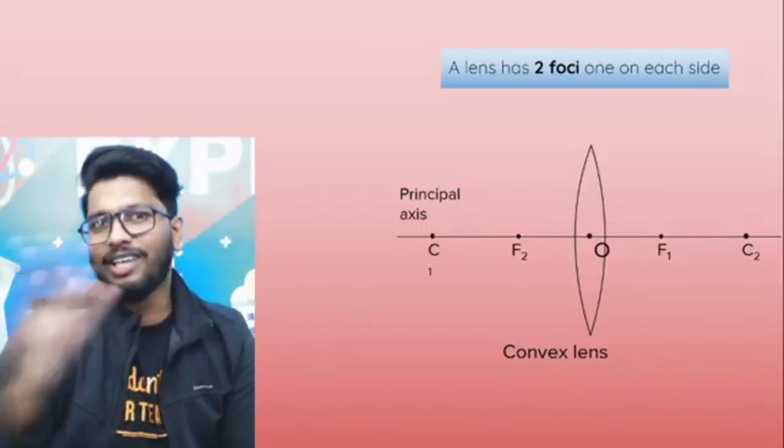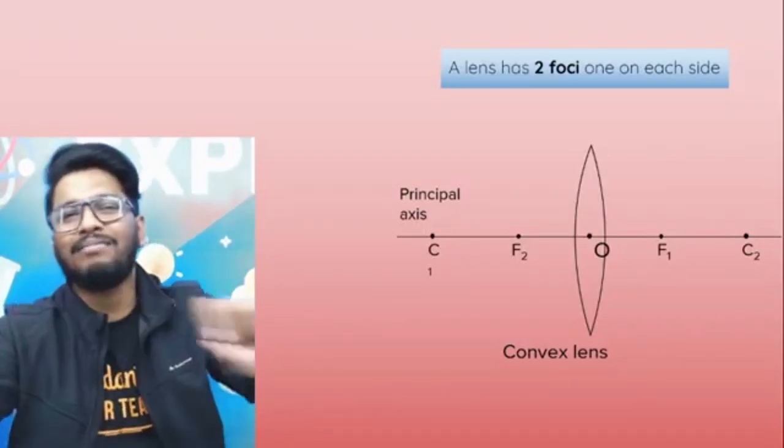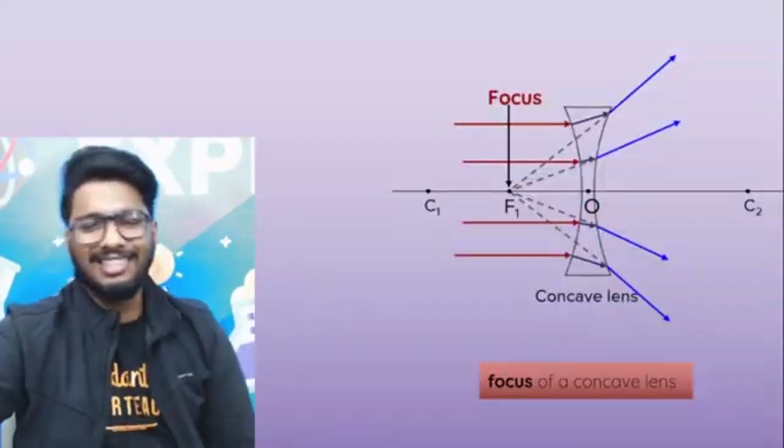Simple. So you have two centers of curvature and two foci, and then you have the optical center, all lying on the same line, which is your principal axis. Isn't that easy? It's damn easy, people.